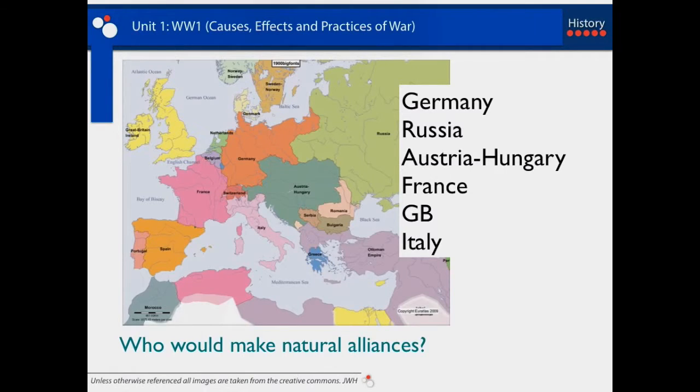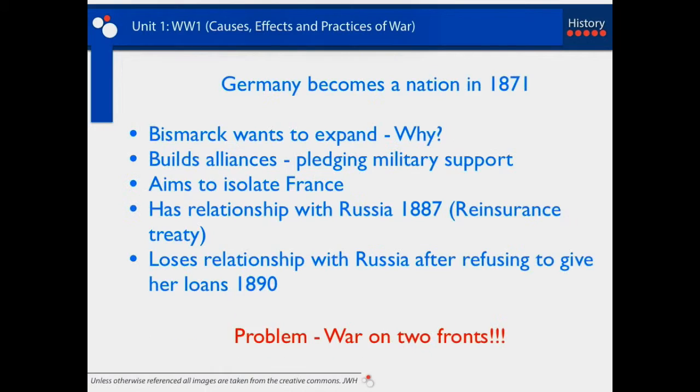The main alliance system is very familiar. We will be looking at the Balkans later, but the main ones, Germany, Russia, Austria-Hungary, France, Great Britain, and Italy, form those two big alliance blocks. And if we look at some of the background to the nations, often students don't know that Germany becomes a nation in 1871, and Bismarck wants to expand.